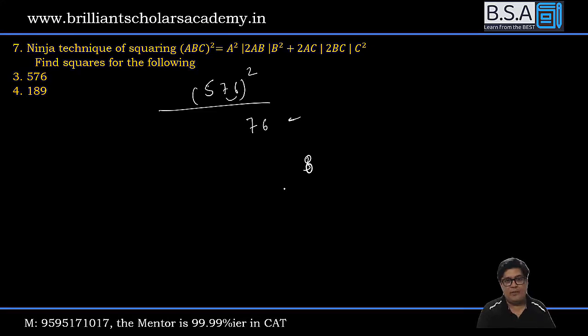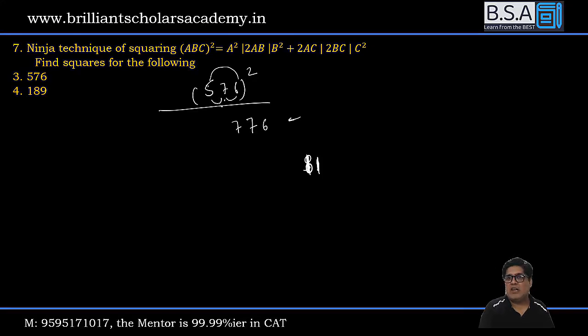Now be careful. There will be 7 ka square 49. Multiplication of these two, 30. Double, 60. 60 and 49 is 109. 109 plus 8 is 117. 7. 11 carried over.